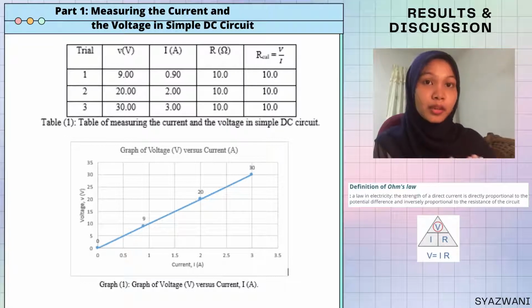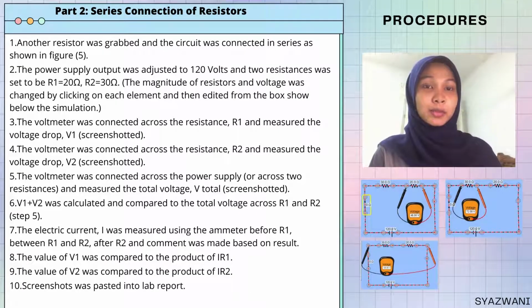As the graph has shown, voltage is directly proportional to the current. For example, in trial 1, the voltage was 9 volts and the current was 0.9 ampere, while in trial 2, 20 volts of voltage resulted in 2 ampere. This shows that as the voltage increased, the current increased as well, while the resistance was kept constant in a series circuit. This is the procedure for part 2.